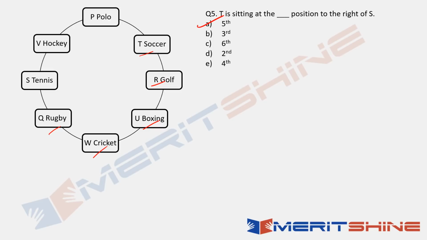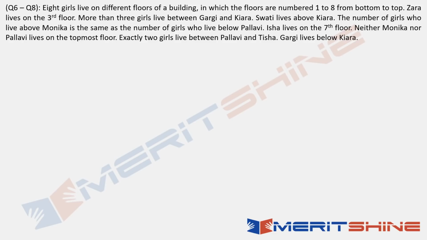And there was nothing in the questions as well. Let's move to the next question. So this is another puzzle. This is question number 6 to 8. Just 3 questions here, but it's a very small one. Very little data here. 8 girls live on different floors of a building in which the floors are numbered 1 to 8 from bottom to top. Simple data. Zara lives on the 3rd floor. Right. Some direct statements. Isha lives on the 7th floor.